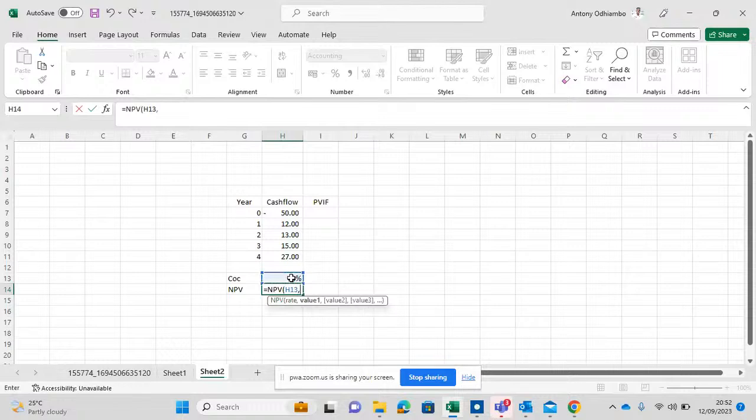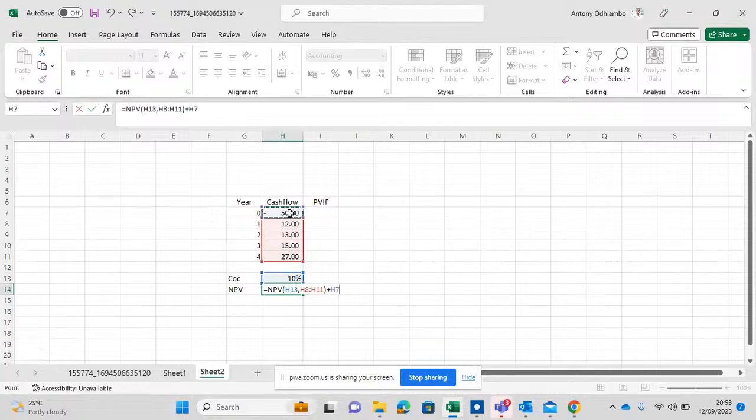And then now we have the values. It wants you to highlight from value 1 to value 4. After you highlight those values, you close brackets. And then you say plus, because now you want to remove the initial outlay. Plus the initial outlay, the one that you got up there.